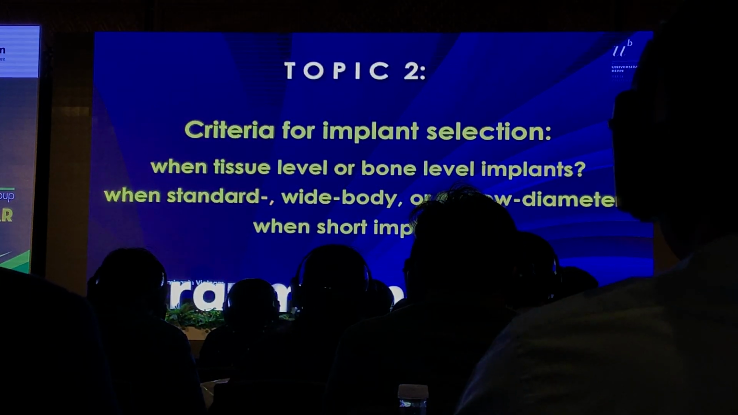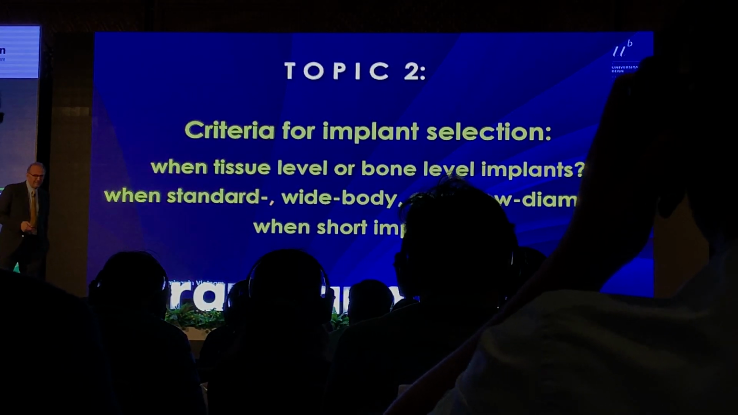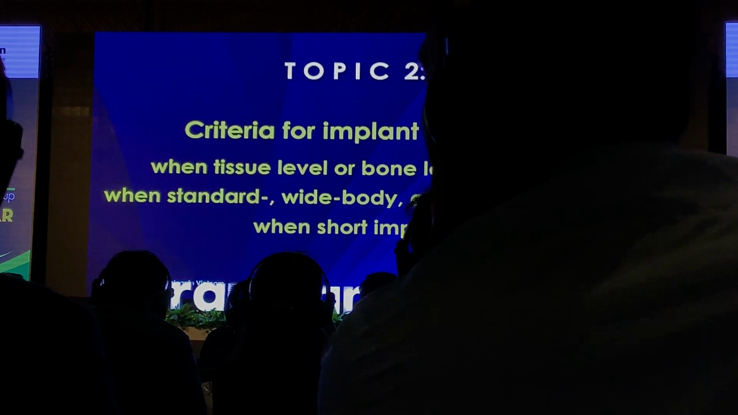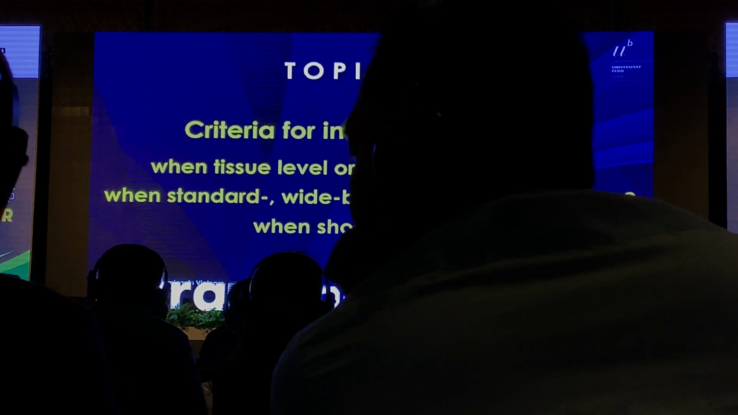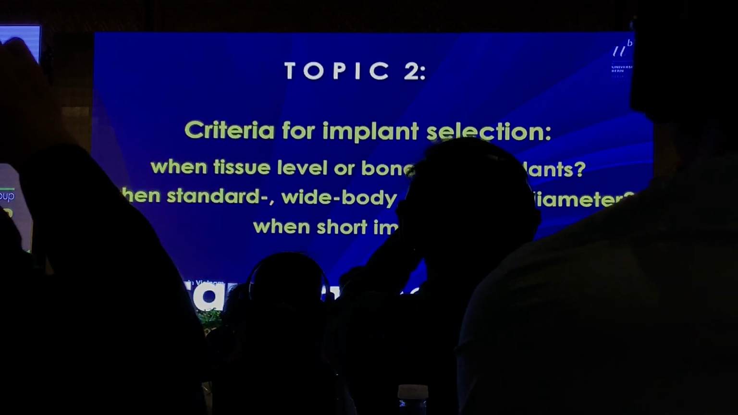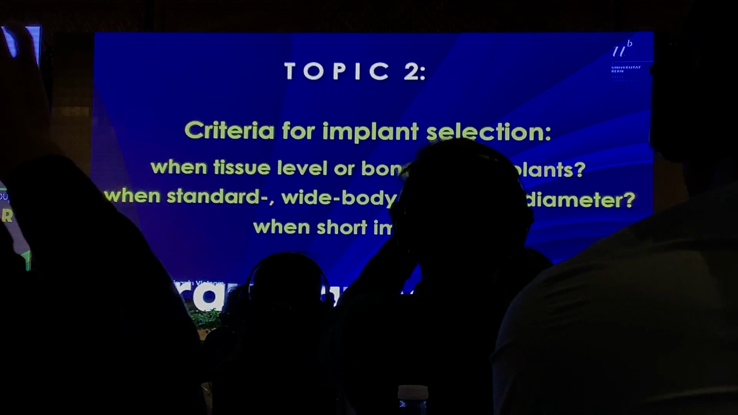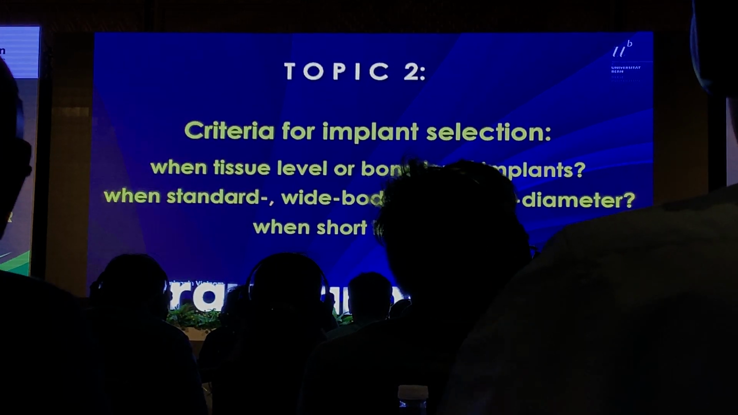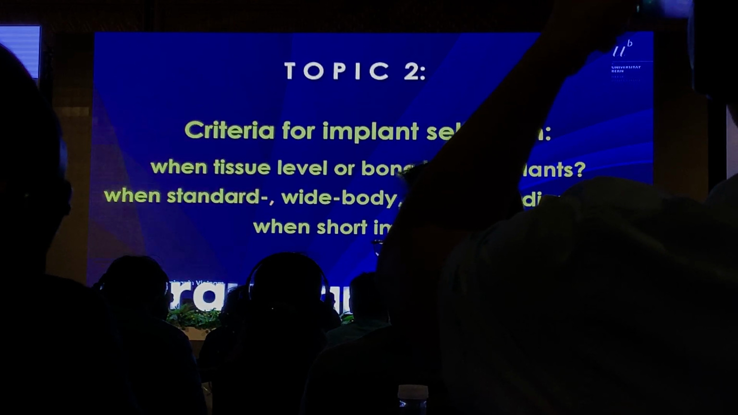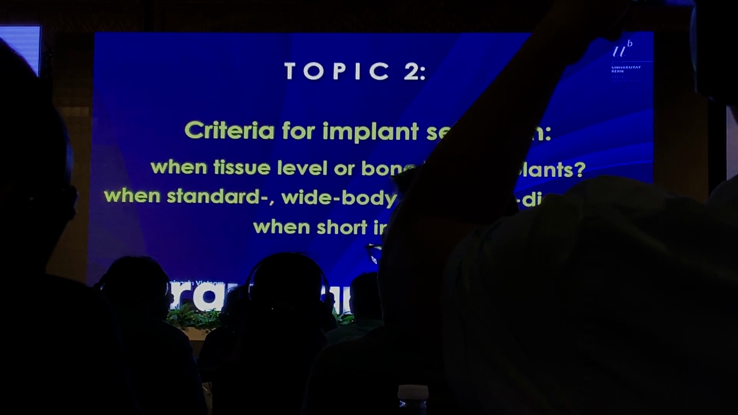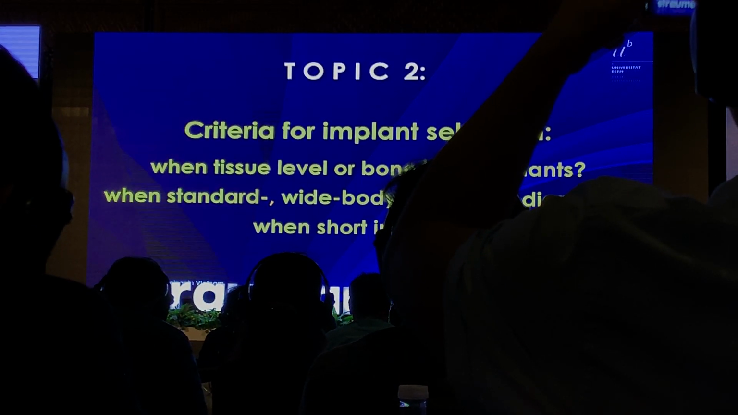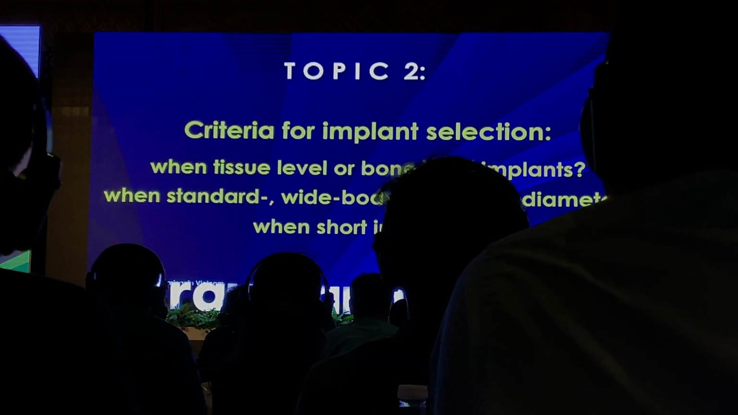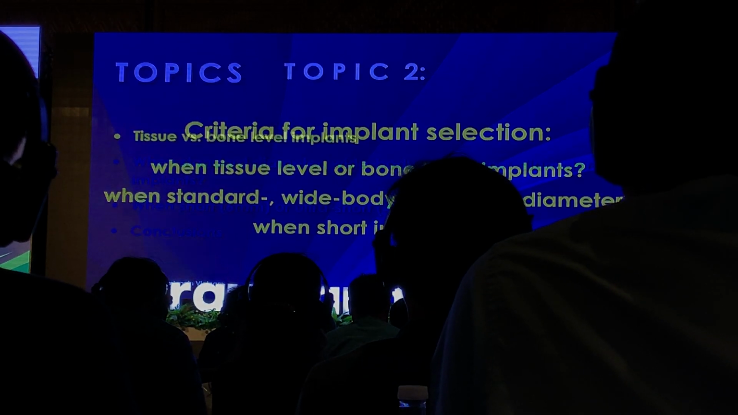Good, okay. What are the criteria for implant selection? When are we using standard diameter, small diameter, or narrow diameter, wide diameter? When do we use tissue level implants? When do we use bone level implants? Short implants, ultra short. I will give you a nice review of how I do it. Of course, this is personal preference. Others are doing slightly differently, but there are some principles behind it, and that helps a lot.